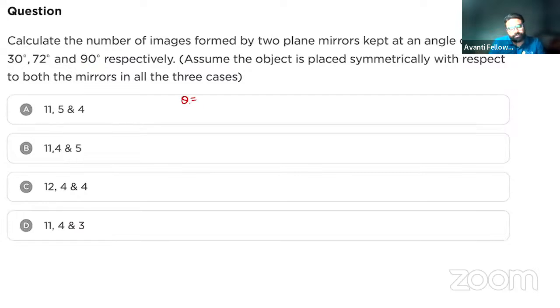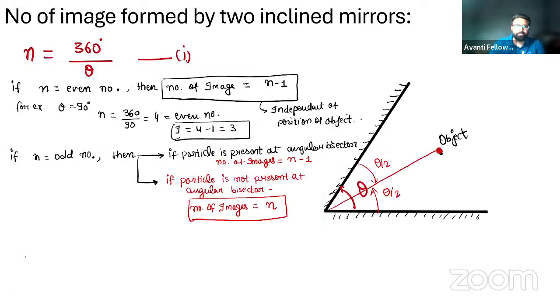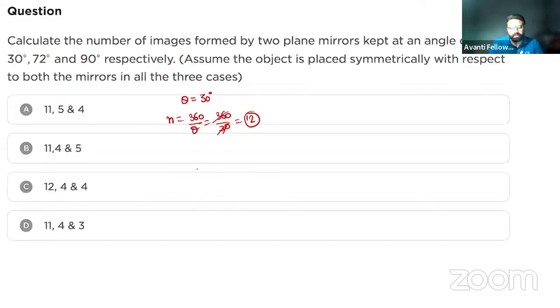So theta for the first one is 30 degree. So n will become 360 upon theta, 360 upon 30, which is nothing but 12. Okay, 12 is nothing but an even number. So what I have told you, for an even number, the number of images will be n minus 1. Wherever the particle is, how many images of the particle will be formed? 11 will be formed.